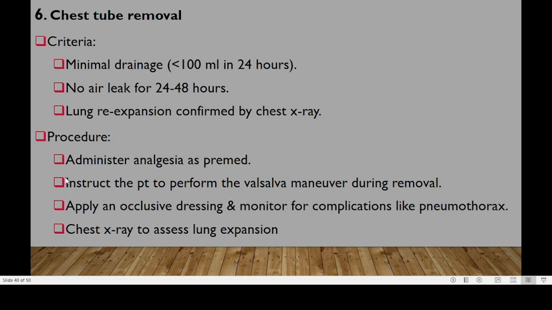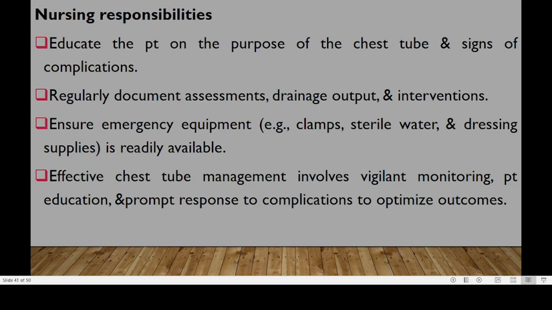So what is the procedure? You have to administer an analgesic as a pre-med medication just to take care of the pain in the patient. Instruct the patient to perform the Valsalva maneuver during the removal to aid the easy removal of the tube. Then apply an occlusive dressing and monitor, just to prevent complications like pneumothorax. Also do a chest X-ray just to assess and be sure of lung expansion.